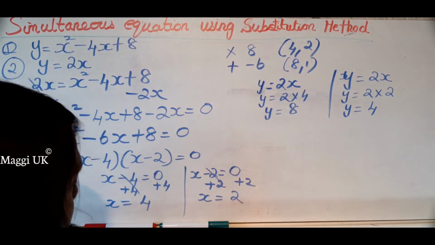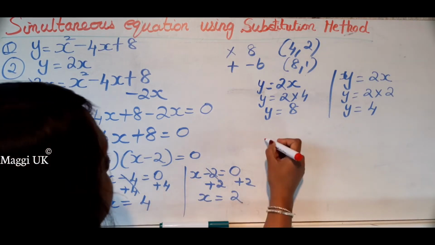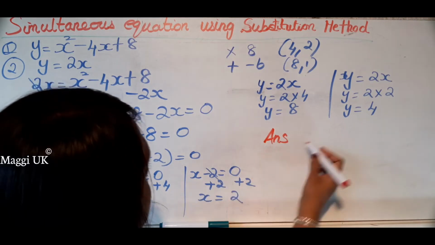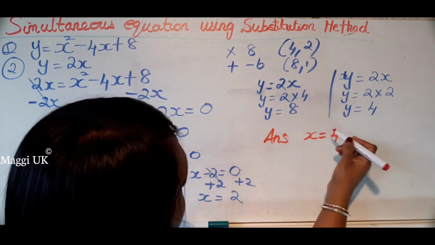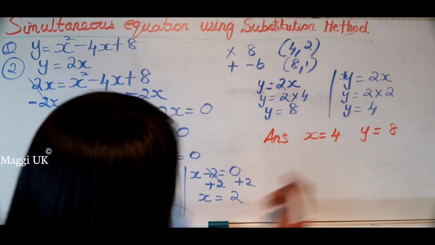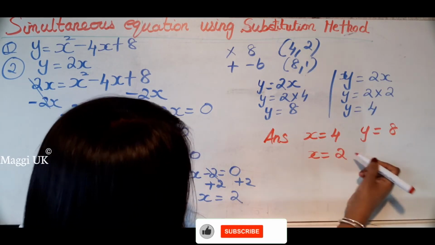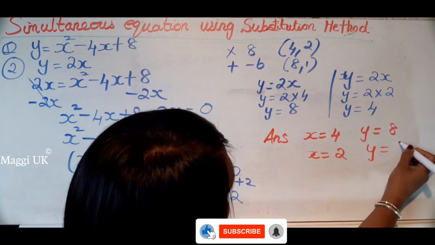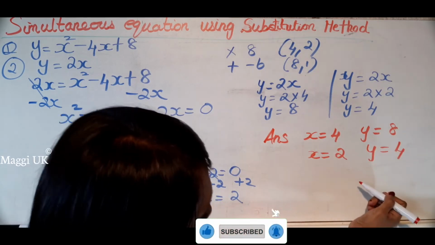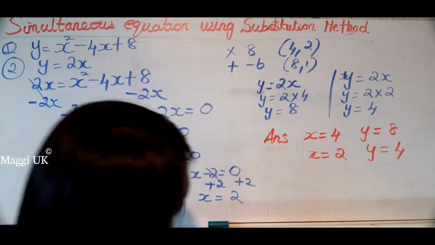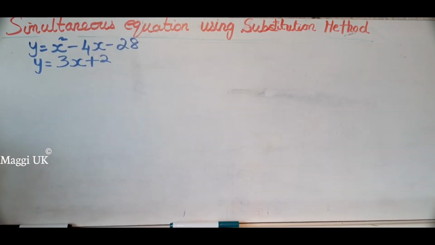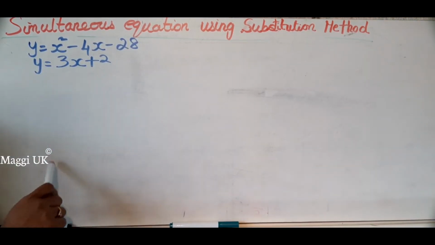So your answer consists of two pairs: x equals 4, y equals 8. When x is equal to 4, y is equal to 8. When x is equal to 2, y is equal to 4. So we have two values, so this is a two solution. If you are not clear on the first one, I'm going to do another example.